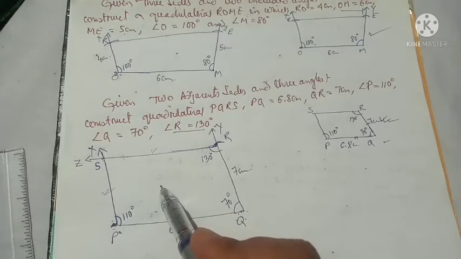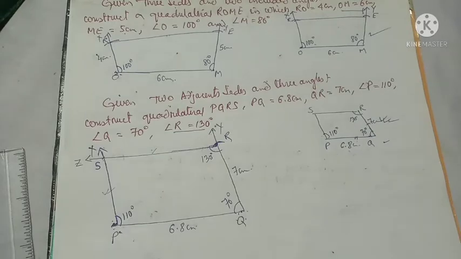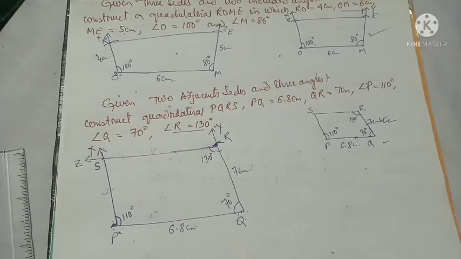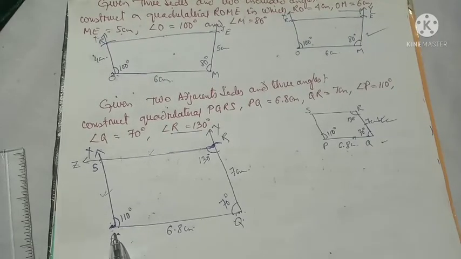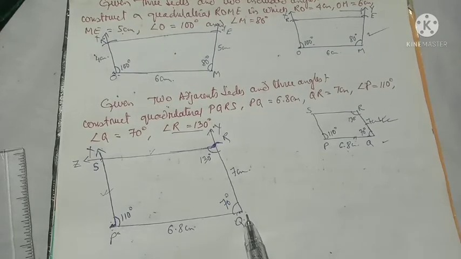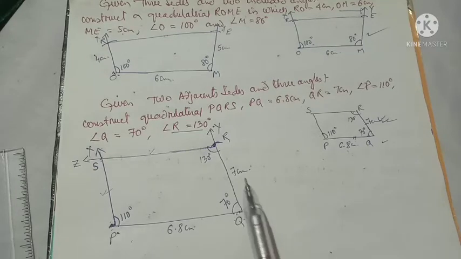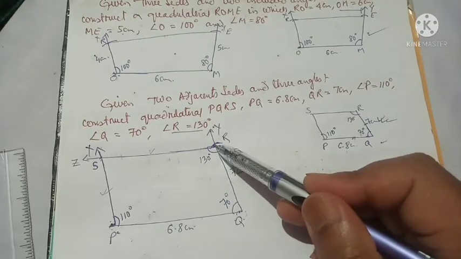So quadrilateral PQRS is the required quadrilateral. Understand? PQRS is the required quadrilateral. Let me repeat again. First, we need to draw a line segment PQ, and from P, with the help of a protractor, we draw an angle of 110 degrees, and from Q again we draw an angle of 70 degrees. From Q as a center with a radius of 7 cm, we draw an arc which intersects QY at the point R here.